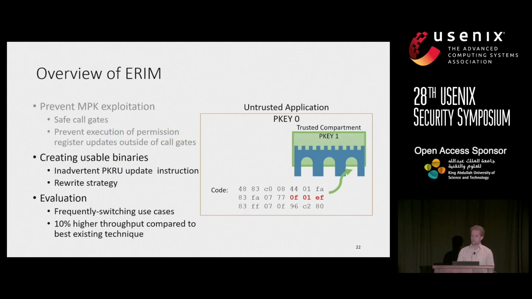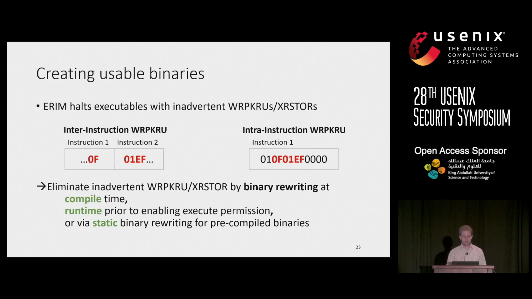So given these two techniques, we have prevented an attacker from accessing the trusted compartment. In the process, though, we have introduced checks which may result in halting the execution of some applications. Our goal is now to rewrite these applications so that they do not contain unsafe instructions. This is a challenge due to the complexity of x86 and its ability to execute any byte-aligned address.